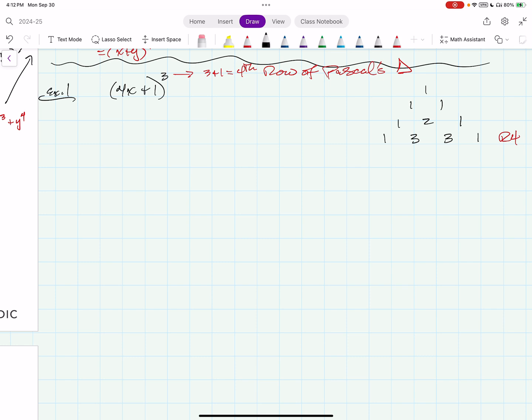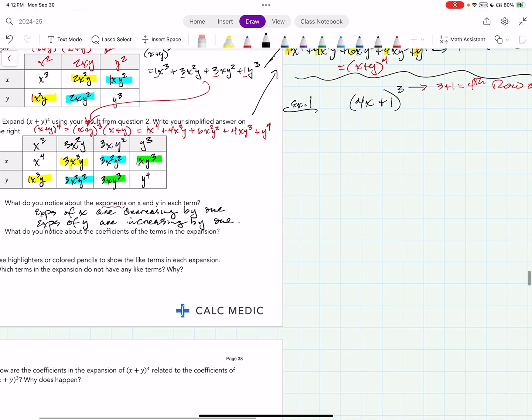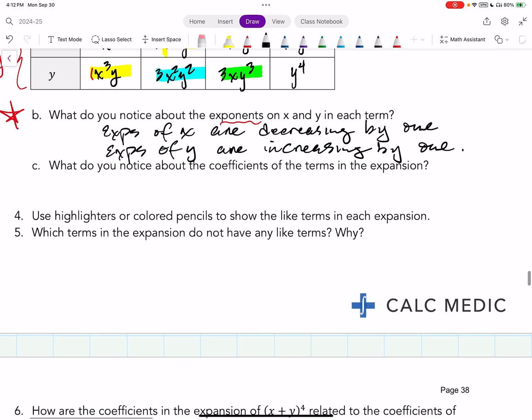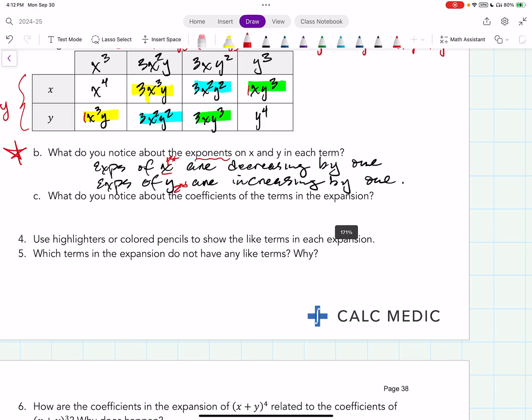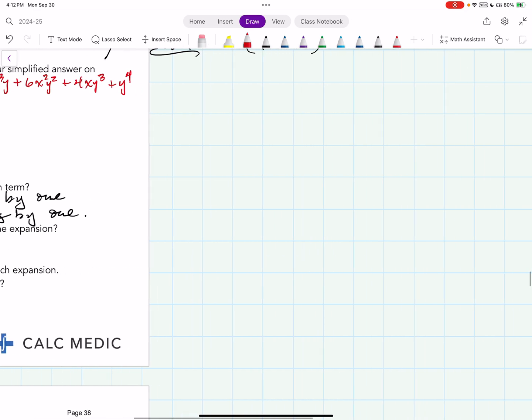All right, now let's apply it. So here we go. The first term is 4x and the second term is 1. And you need to know what happens with your exponents. So actually, let me review with you right here. Take a look at part B here. X is your first term, and y is your second term. The exponents of x decrease by 1, and at the same time, the exponents of your second term increase by 1. And you have to remember that.